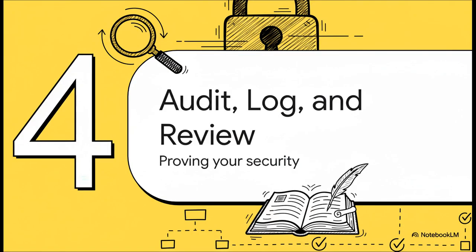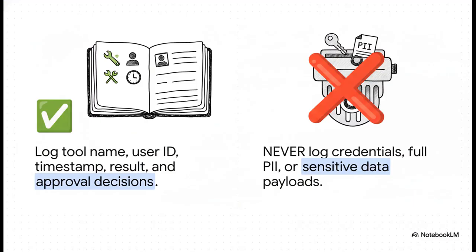Okay, last piece of the puzzle. You can have the most amazing security setup, but if you can't prove it or see what happened after an incident, you're basically flying blind. That's where good old-fashioned auditing and logging come into play. A useful audit log is all about what you put in it. You for sure want to log the tool name, what it was trying to do, who did it, when they did it, and whether it worked or not.